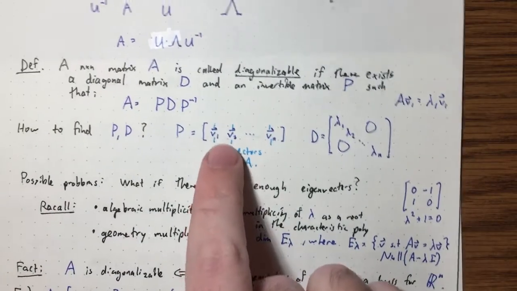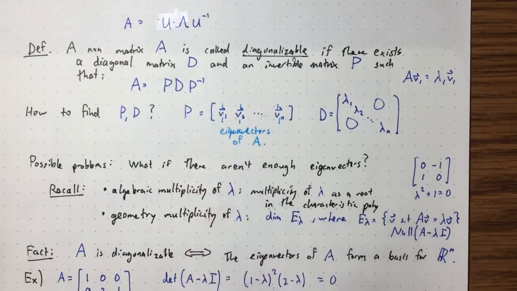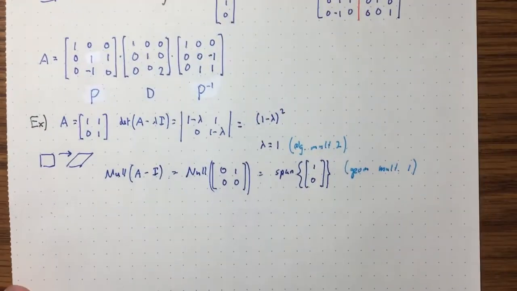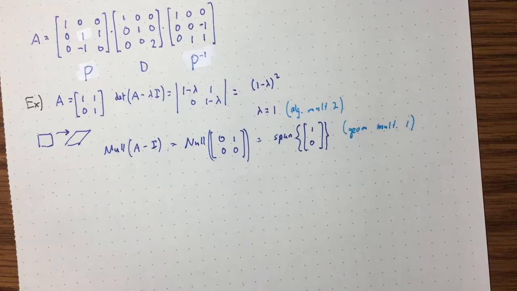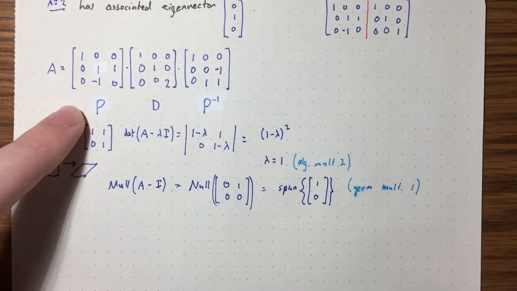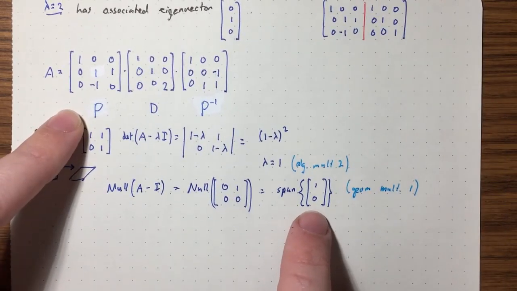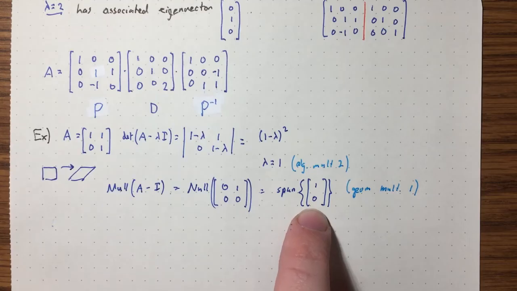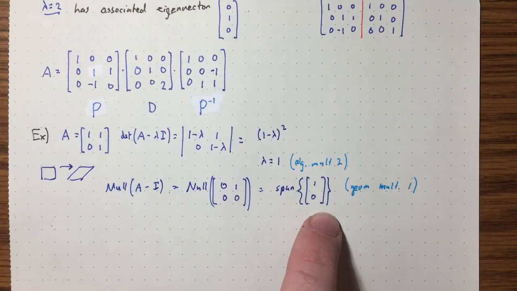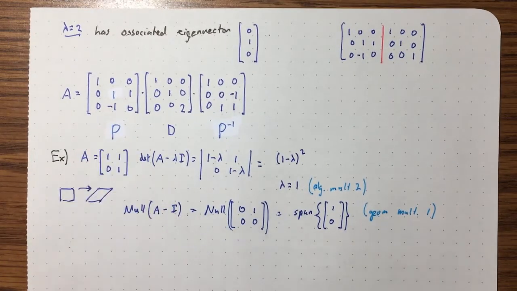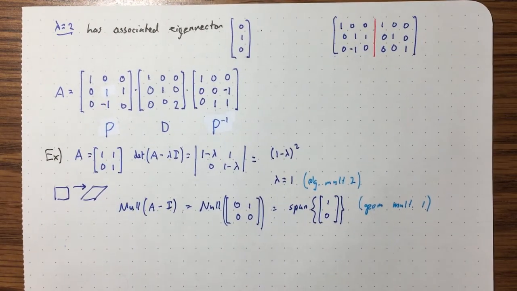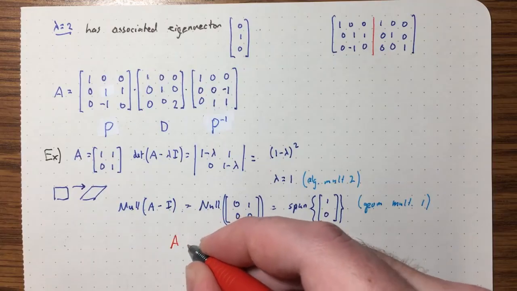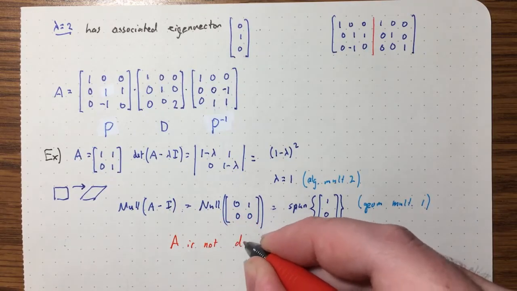So if I try to do the same construction, it's not going to work. I don't have enough linearly independent eigenvectors to fill up the columns of this matrix P. Okay? And that's because this is only a one-dimensional space. So yes, I could pick (1, 0) and (2, 0), but those would not be a basis. So this P would not be invertible. So A is actually not diagonalizable.